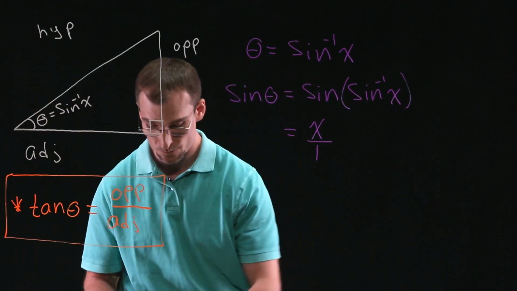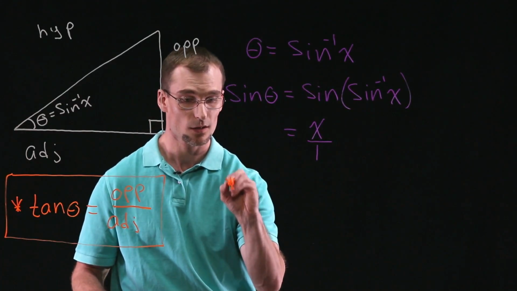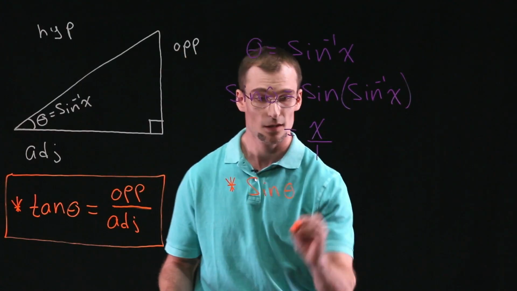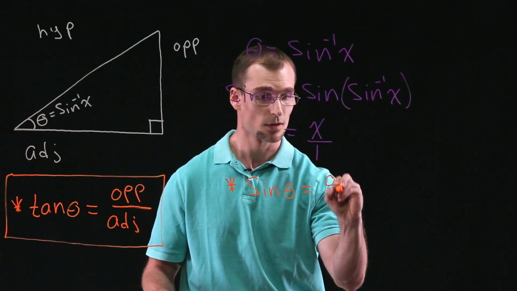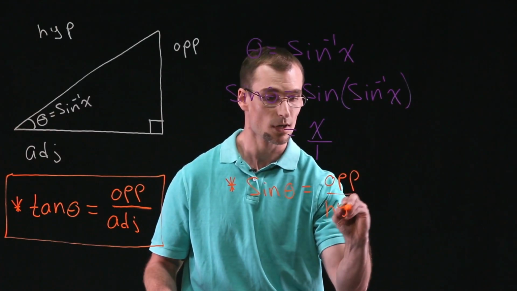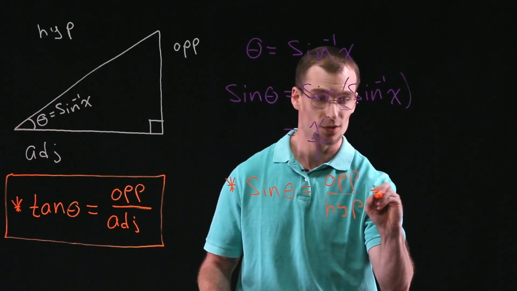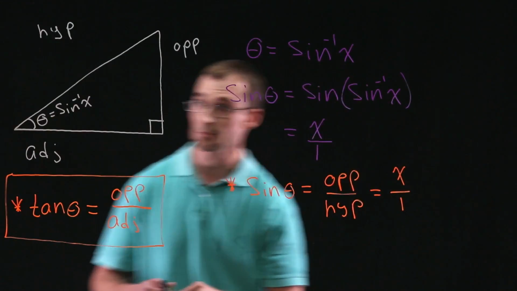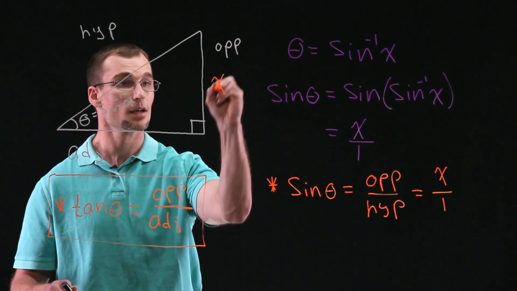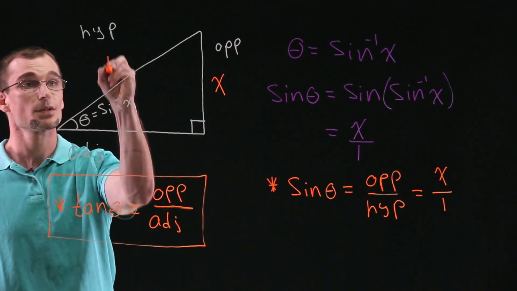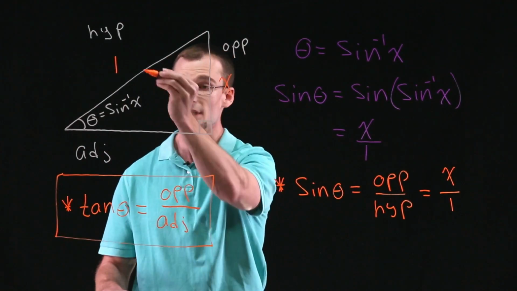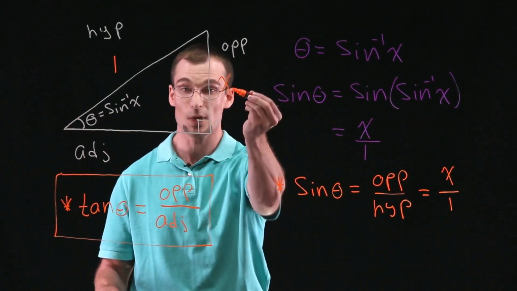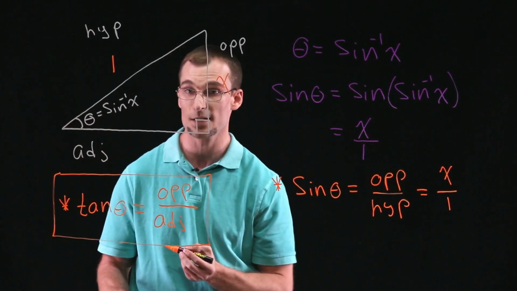Now again, with our SOHCAHTOA, we can think of the sine of theta is equal to the opposite over the hypotenuse, which is exactly what we have here, x over 1. So that tells us that our opposite side is equal to x, and namely, the hypotenuse is going to be equal to 1. So we got two sides of a right triangle filled out, and with our tangent, we want to find the opposite over adjacent. We have the opposite of x, now we just need to find the adjacent side.